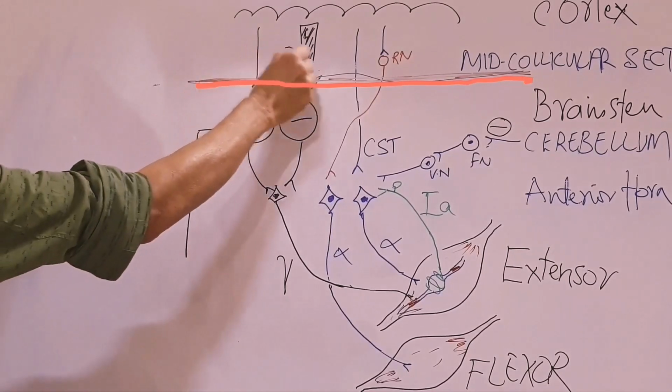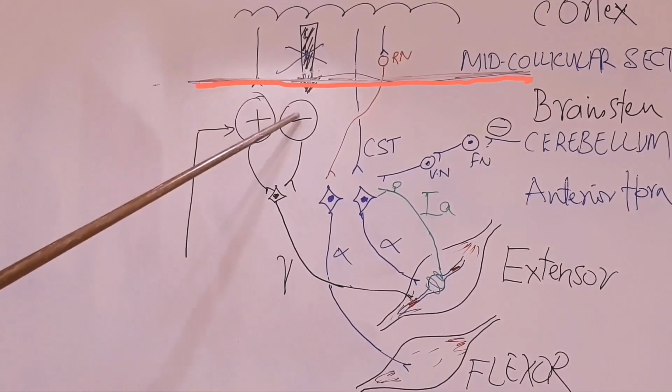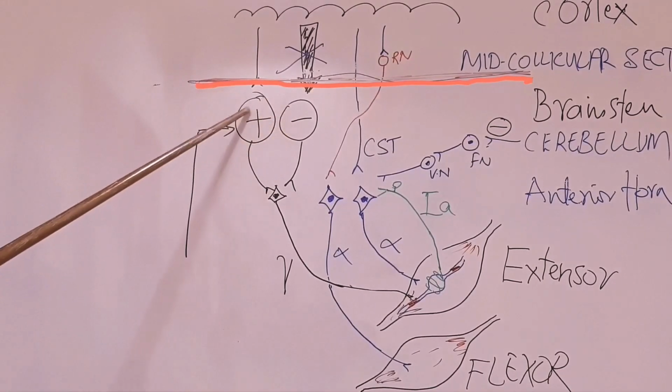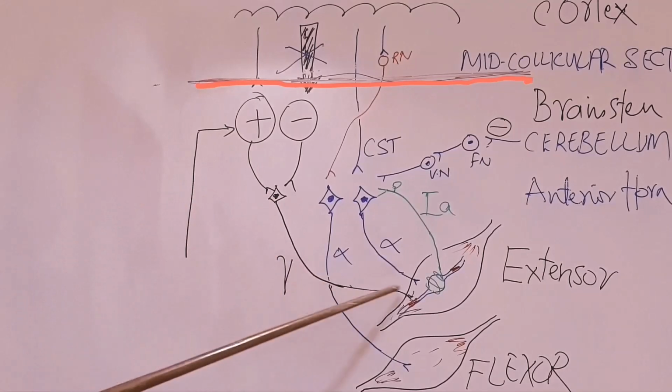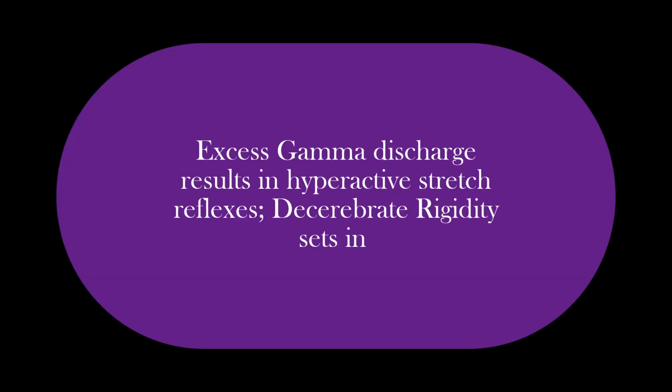We have seen that the inhibitory medullary area is very much dependent on cortical drive. When such an input is cut off, the inhibitory area loses its activity. There will be less inhibition on the gamma motor neurons, more facilitation, and this excess gamma input makes the stretch reflex hyperactive.